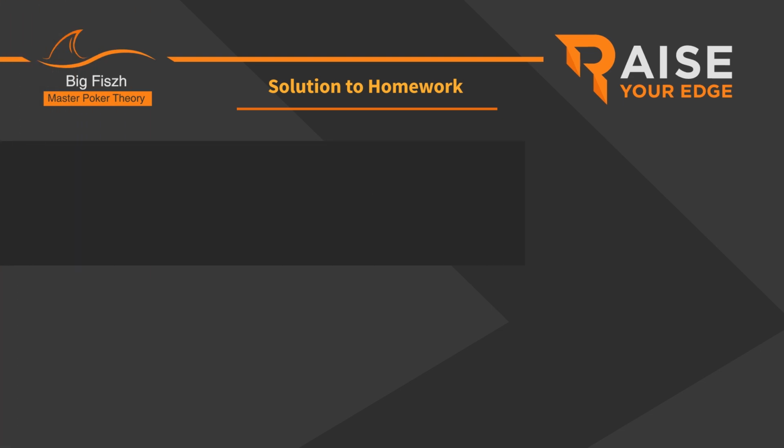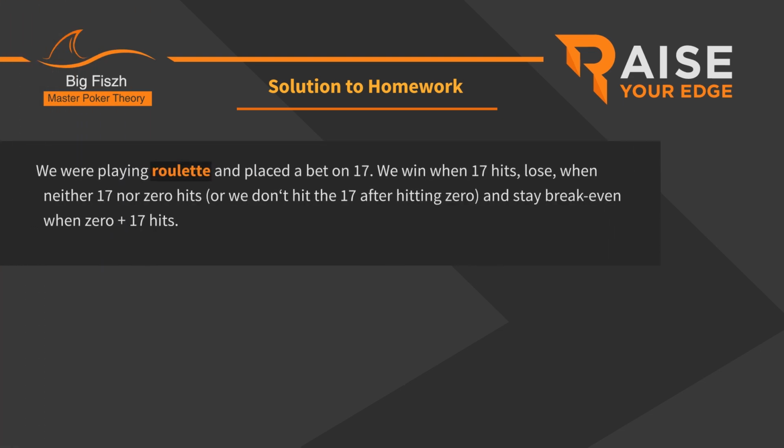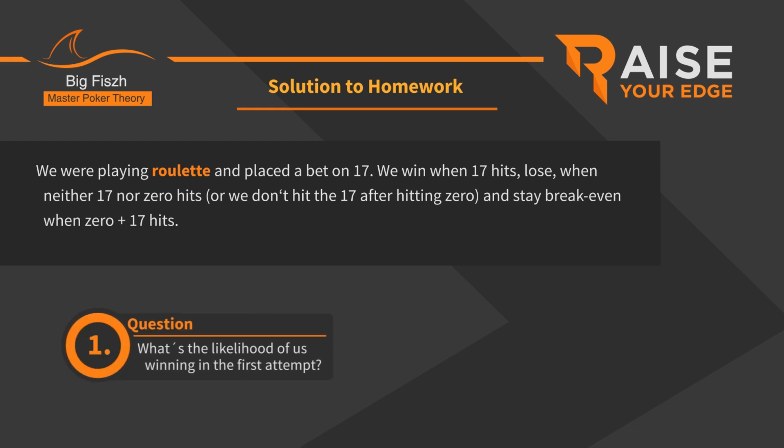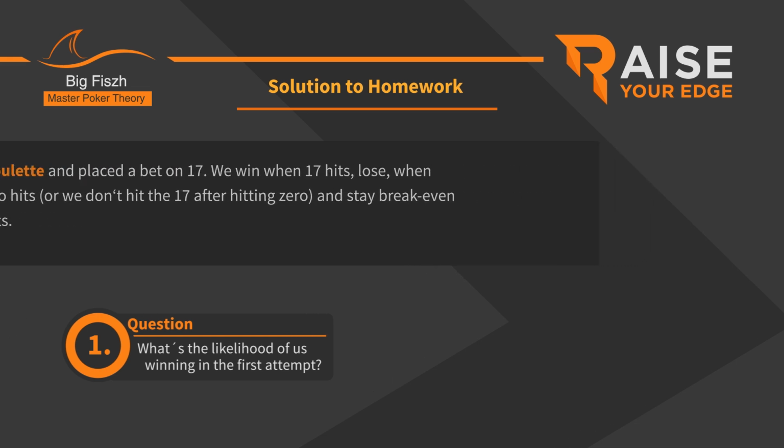That said, let's talk about the solution for our little homework. We set up a scenario where we were playing roulette. We bet on 17 and the rules say that we win if we hit 17, lose if anything but 17 or 0 hits, and get a second chance to hit the 17 if 0 falls in the first attempt. If we succeed in the second attempt to hit 17, we stay break even, otherwise we lose as well. Fair enough. Now the first question was, what is the likelihood for us to lose our bet immediately? Namely losing in the first attempt, and the second question was, what is the likelihood we lose our bet at all?